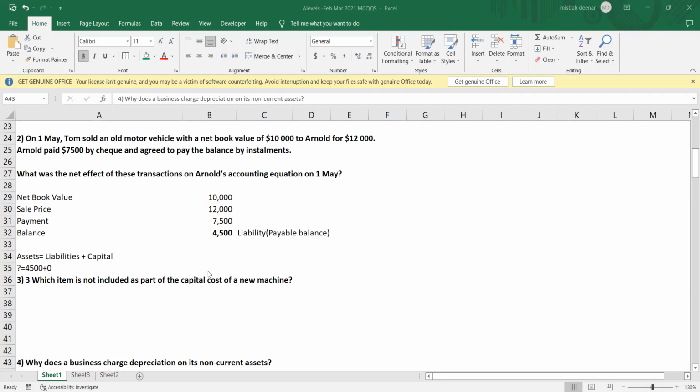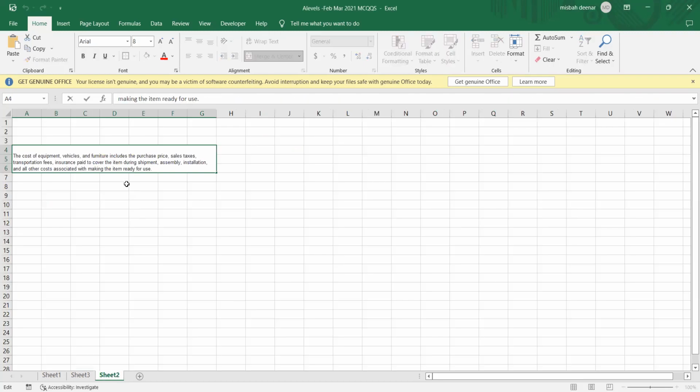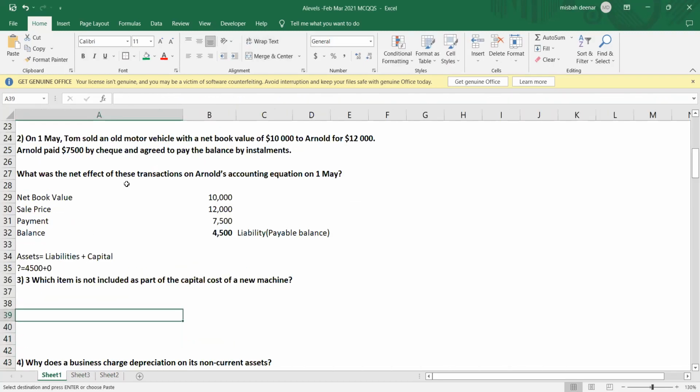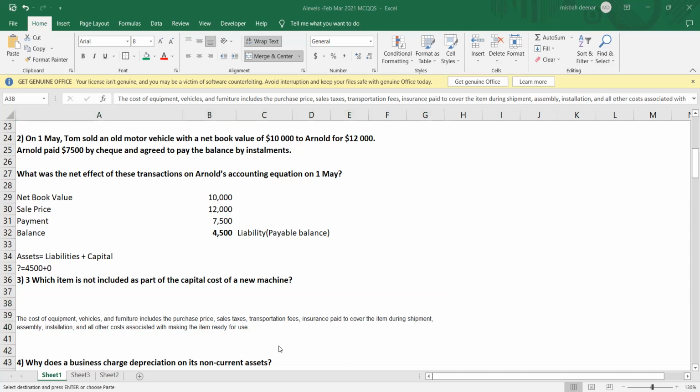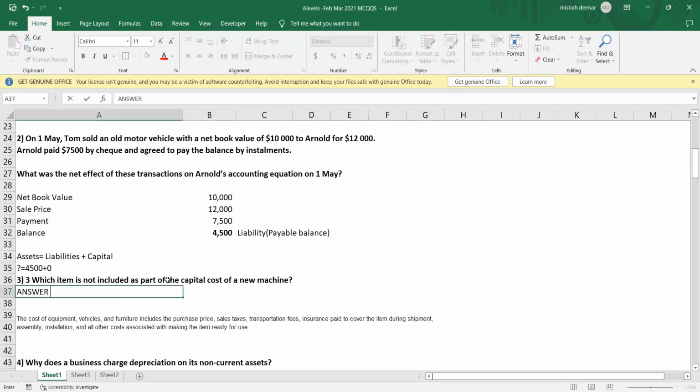I have a tutorial note for you. The cost of equipment, vehicles, and furniture includes the purchase price, sales tax, transportation fee, insurance paid to cover the item during shipment, assembly, installation, and all other costs associated with making the item ready for use. Is there anything mentioned regarding the interest? No, because you are using cash to buy. So the interest is irrelevant. So the answer is C.